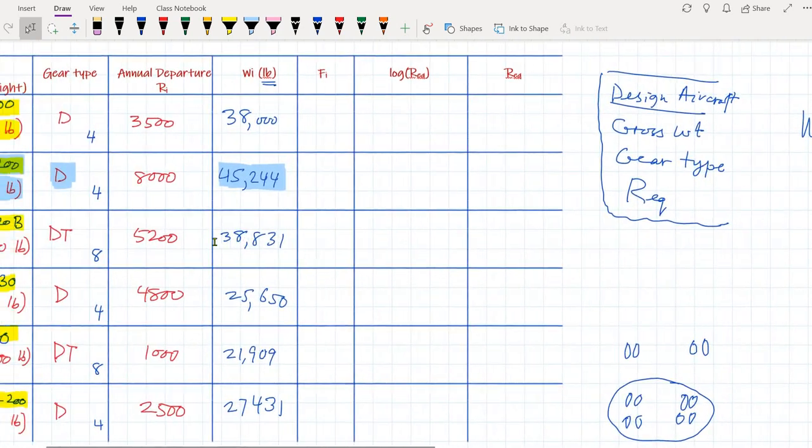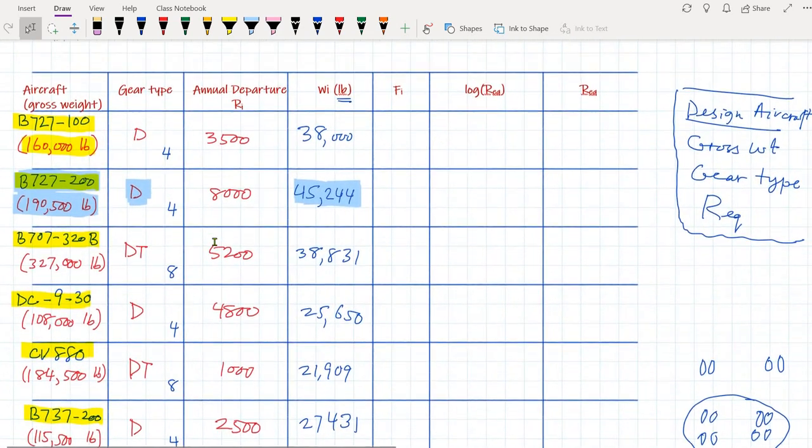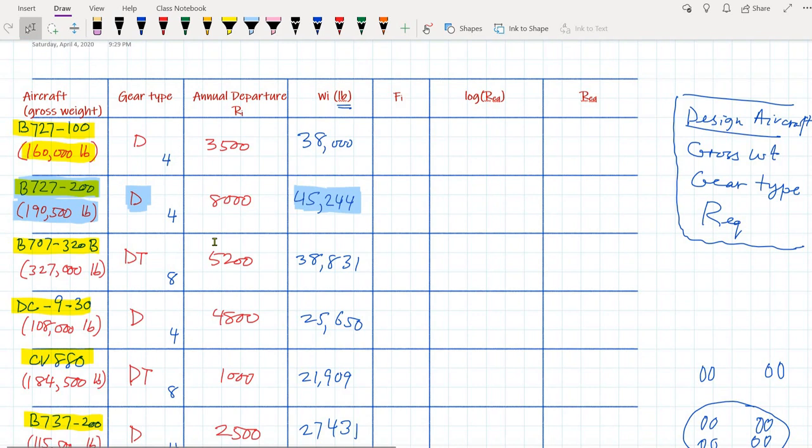The next thing is to calculate the conversion factor, Fi. We are going to convert the gear type, because the gear type of the design aircraft is dual. So we should convert from dual to whatever the gear type is. For example, in the first row the gear type is dual, and we have to convert from dual to dual. For dual to dual there is no conversion, meaning the conversion factor is 1.